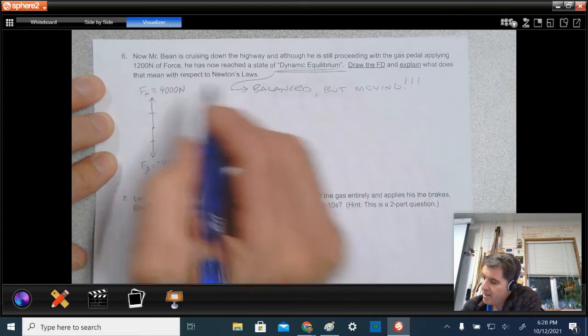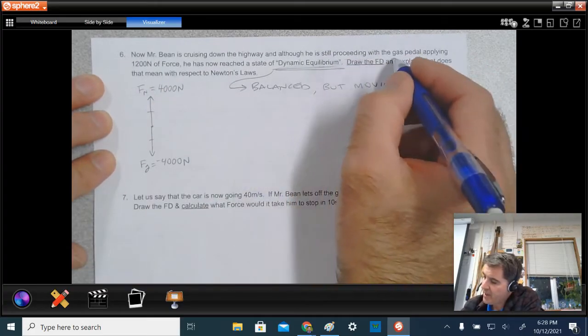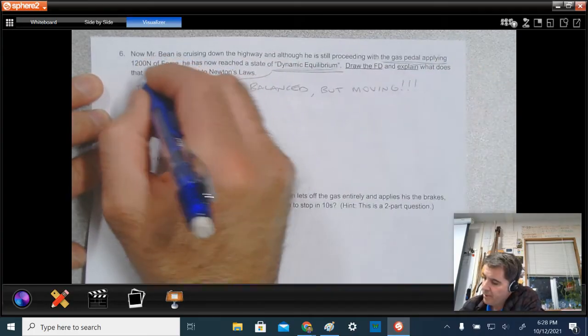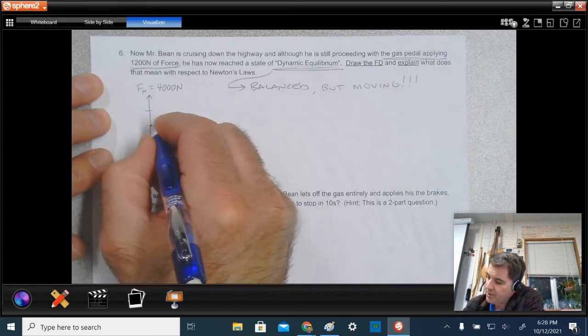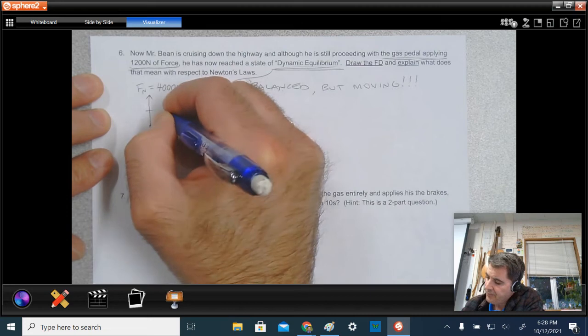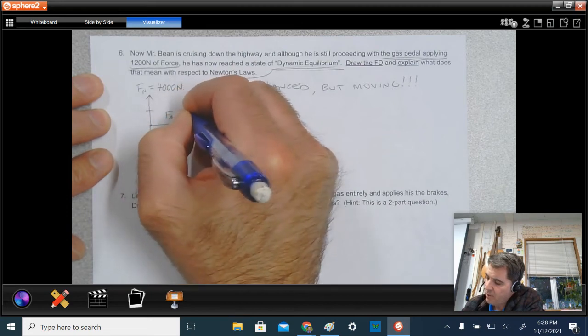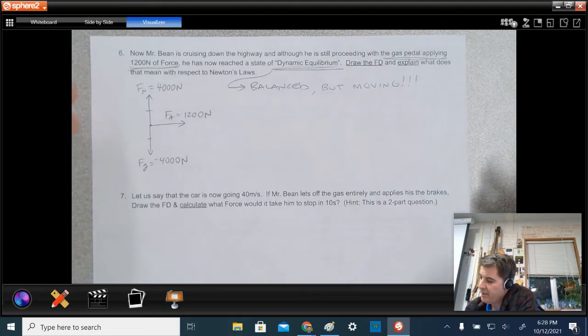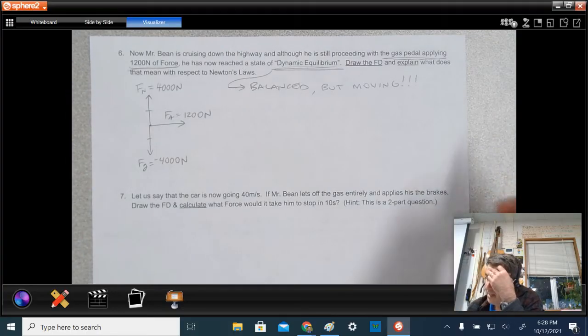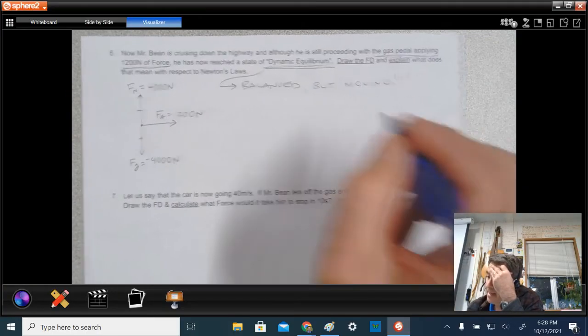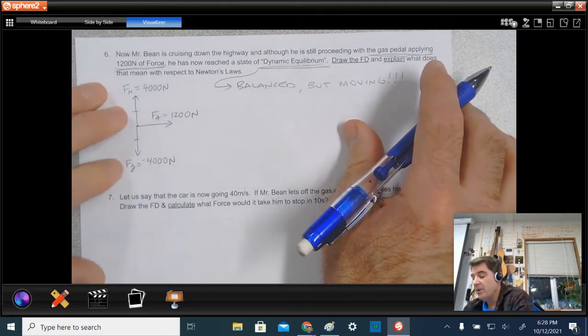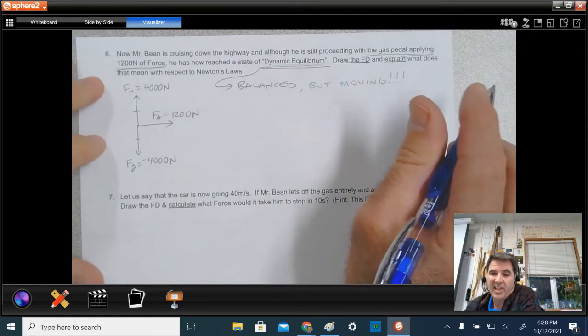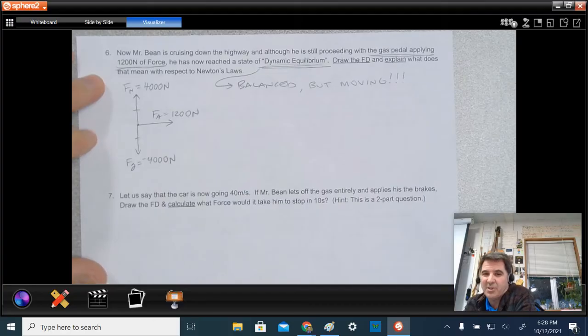And now it says I'm still proceeding with the gas pedal applying 1,200 newtons of force. So I still have FA equals 1,200 newtons of force. But it doesn't tell me anything else. It just says that's how much force there is. It says draw the force diagram. It's in dynamic equilibrium. So this is a catch-you-style question on the test, right?